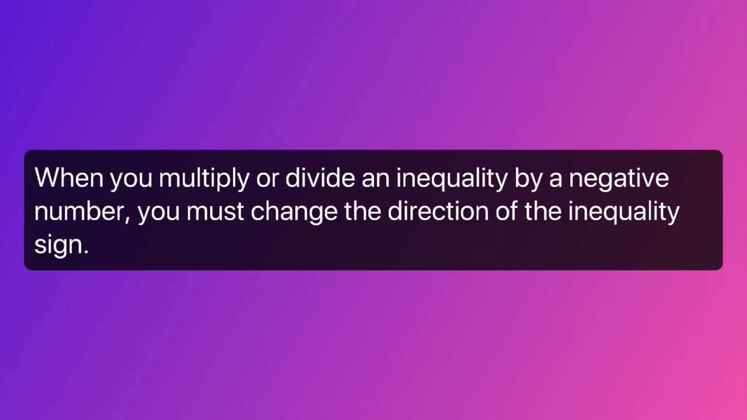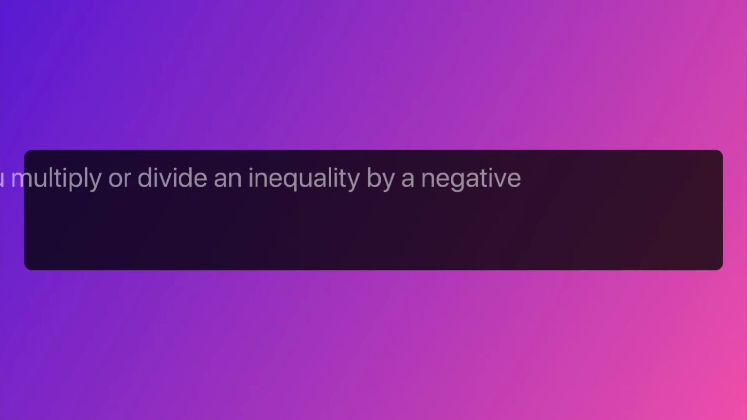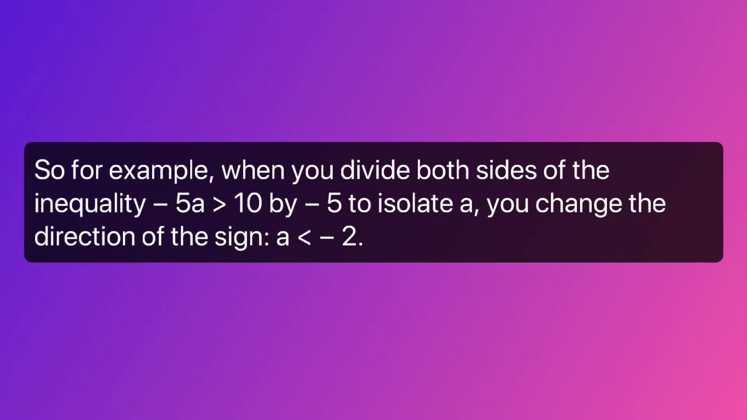When you multiply or divide an inequality by a negative number, you must change the direction of the inequality sign. So for example, when you divide both sides of the inequality, -5a is greater than 10, by -5 to isolate a, you change the direction of the sign.